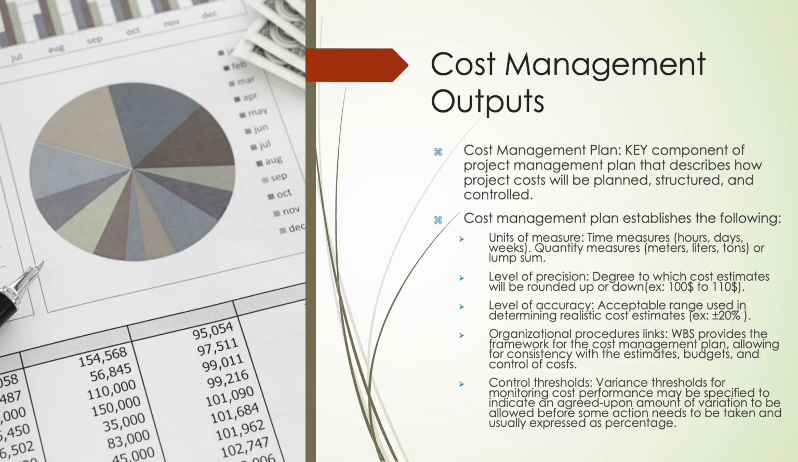The true value of this plan lies in its enforcement mechanisms. Precision parameters eliminate ambiguity, while accuracy ranges maintain realistic expectations. Control thresholds act as financial guardrails, automatically flagging variances that demand attention. This systematic approach doesn't just track expenses, it embeds fiscal responsibility into every project phase. When properly implemented, these controls provide project managers with real-time financial visibility and the tools to make proactive adjustments, ultimately protecting the project's bottom line.